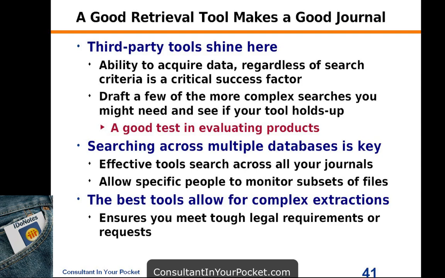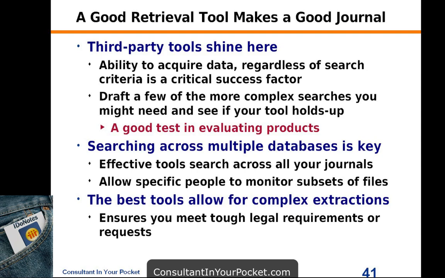Now, if you have a good retrieval tool, you also have a good journal. Third-party tools shine here, because you can take the good underlying tool that created your journal and use some really stellar products on top of it. So you have the ability to acquire data regardless of the search criteria. That's important. You can draft more complex searches than you might be able to do otherwise. And so what you can do to test a product of interest is draft what you feel some of your worst case scenarios are, some of your more complex searches, and then as you're evaluating products, see if they stand up. If they do, then you have a winner.